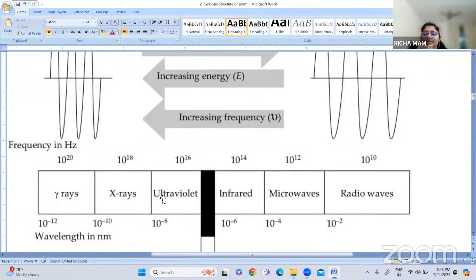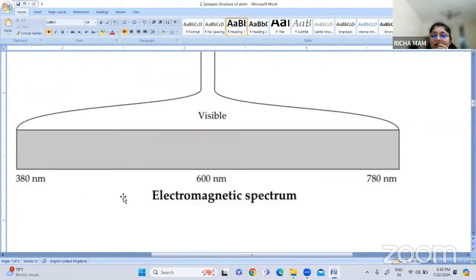Next is the region between 380 nanometer to 780 nanometer. It is called the visible region. Please make a note: 380 nanometer to 780 nanometer is our visible region.